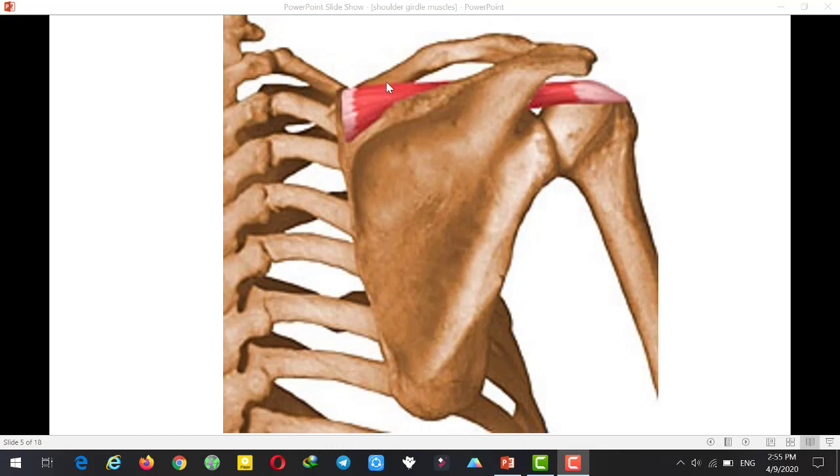Supraspinatus fossa, coming from here, and the insertion of this comes here and attaches to the upper impression of the greater tubercle. Upper impression of the greater tubercle. Nerve supply: suprascapular. Action: initiates abduction of the arm and carries it up to 15 degrees.